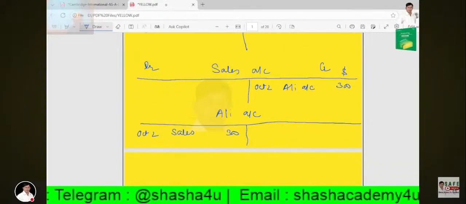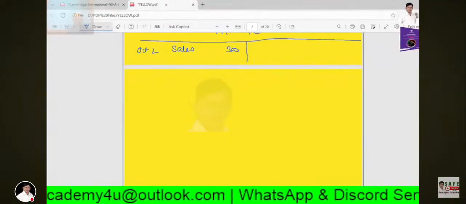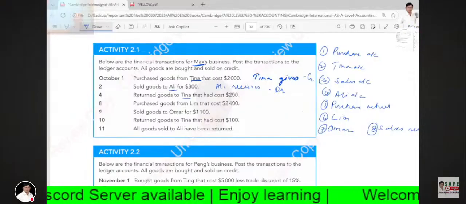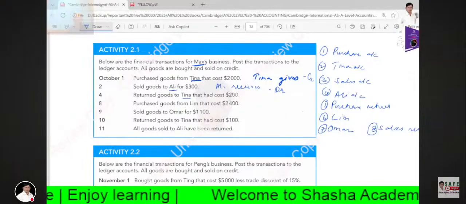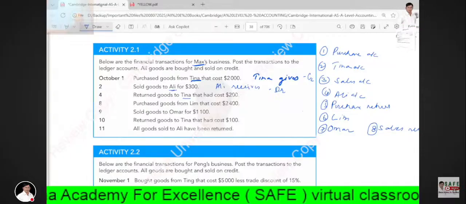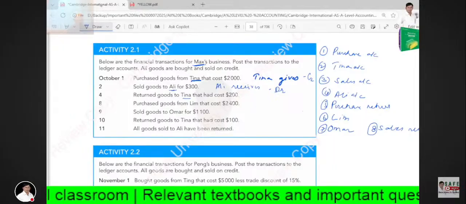Now come to returned goods to Tina. Practice illustrations from bills of exchange and bank reconciliation too. So now you have returned goods to Tina. Here what is happening to Tina? Tina is receiving. Here Tina receives.